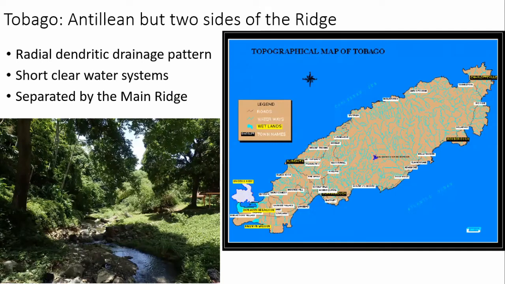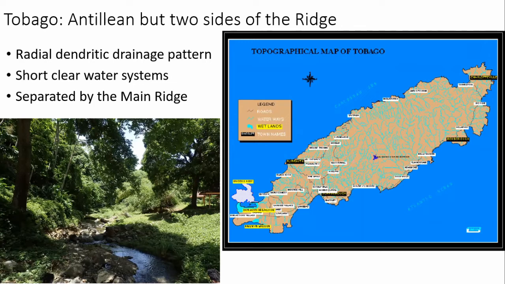Now, as we're speaking about Antillean, Tobago also has an Antillean type habitat ecosystem. But unlike Trinidad, Tobago's riverine system is what we consider a radial dendritic pattern. If you follow these networks of all these rivers, you realize they actually stem from one area and they just branch out, like the spokes of a bicycle wheel. And they all stem from one major dividing line here, and that dividing line is our main ridge.